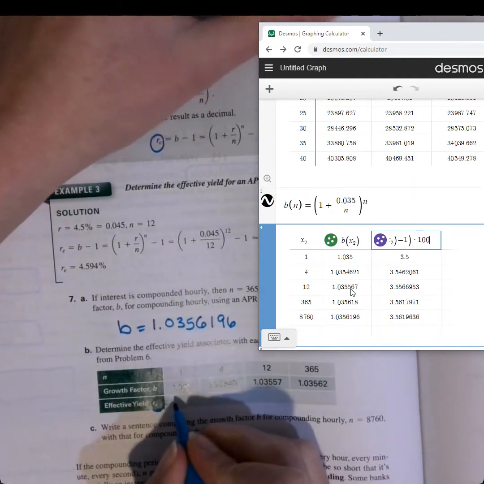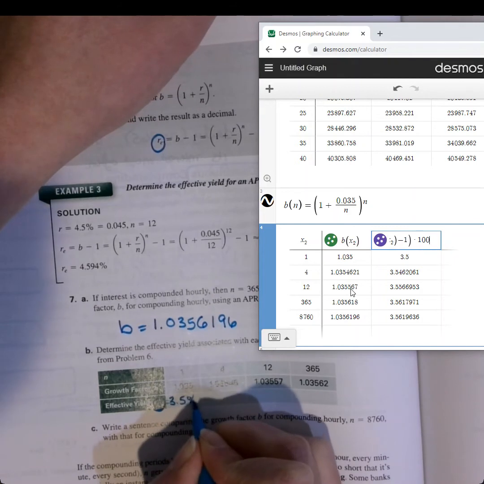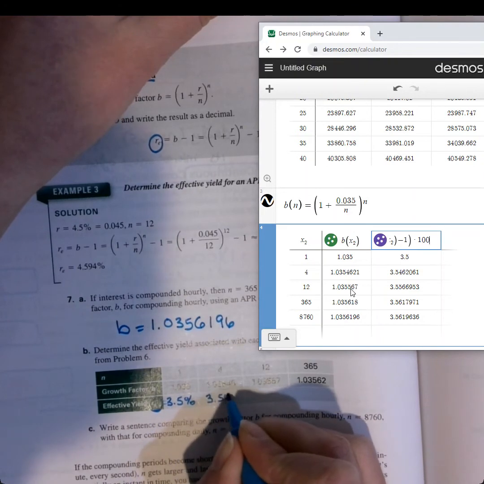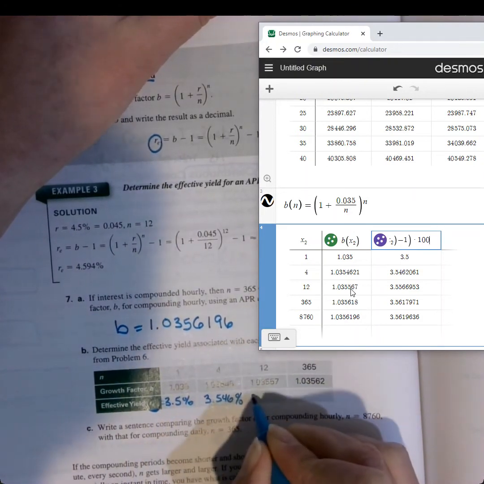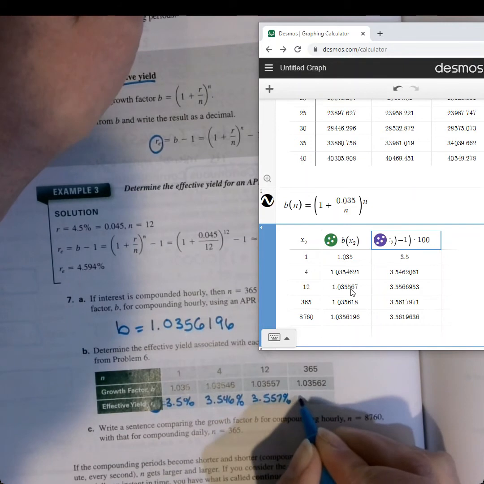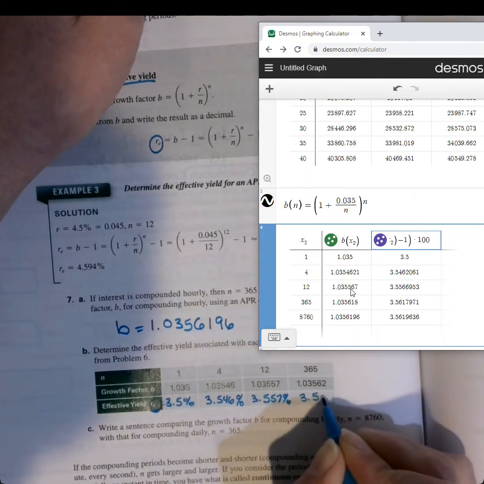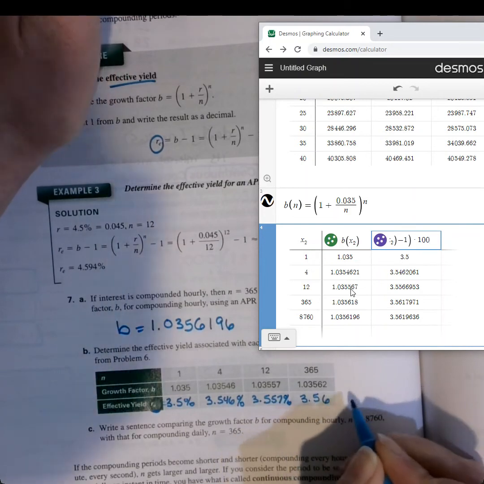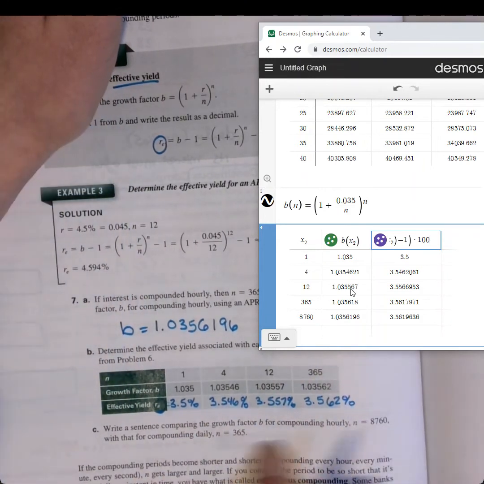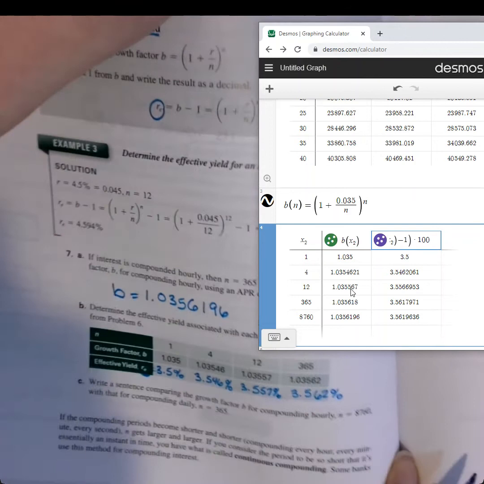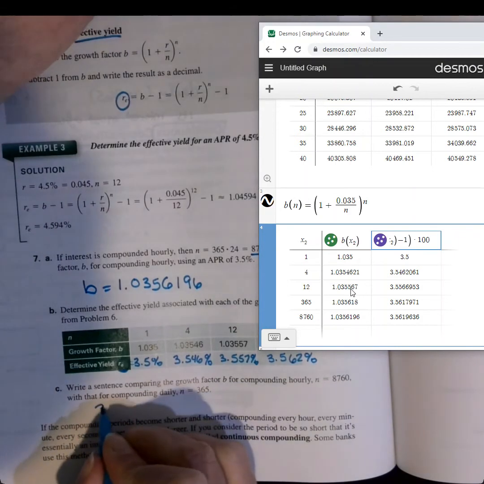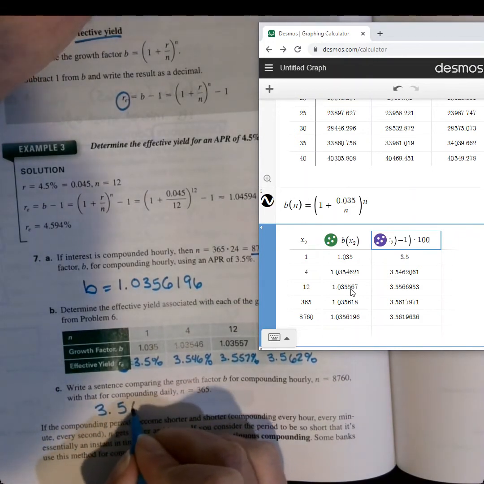So the first one is 3.5%, as we knew. The second one is 3.546%. The next one is 3.557%. And the next one is 3.5618 or 3.562%. And we could do the next one for daily, just not in the chart. The chart doesn't have a space for that, but we can see it right here as well. The next one for daily is going to be 3.5619%.